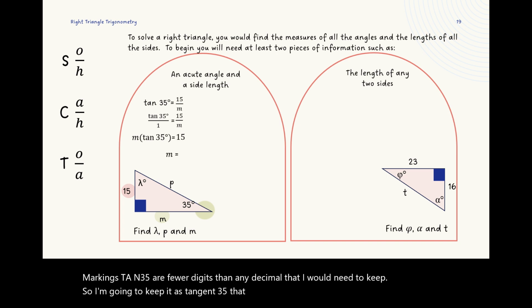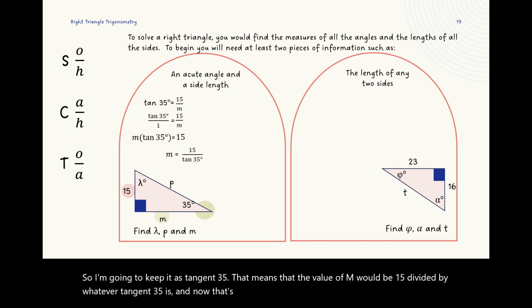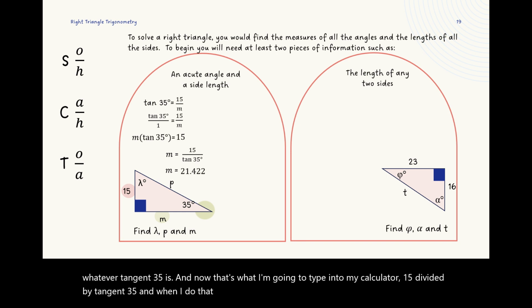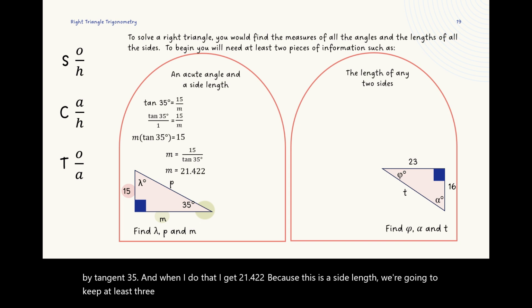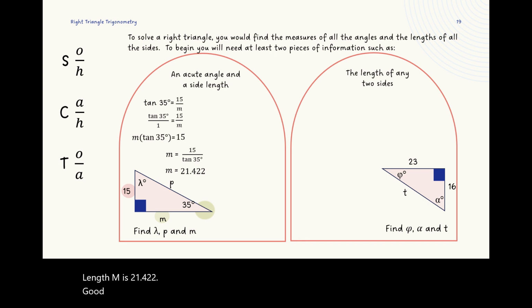That means that the value of m would be 15 divided by whatever tangent 35 is. And now that's what I'm going to type into my calculator. 15 divided by tangent 35. And when I do that, I get 21.422. Because this is a side length, we're going to keep at least 3 decimal places. And I now know that the measure of the side length m is 21.422. Good? Okay.